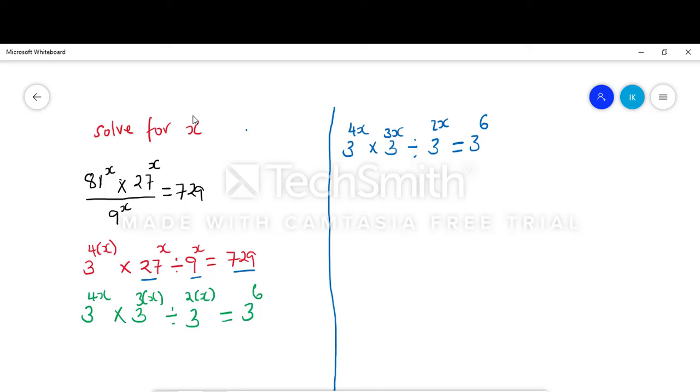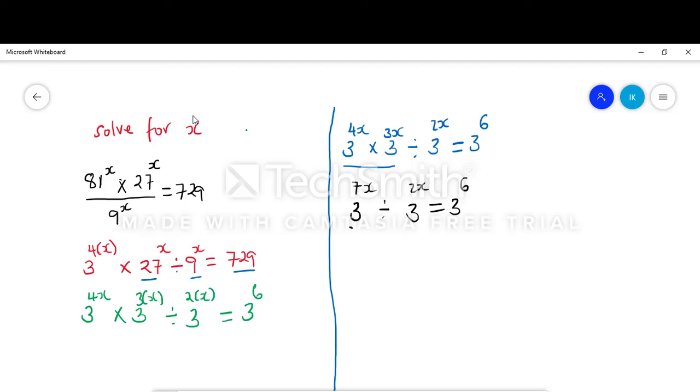And now we are going to apply some of the rules of indices. This one will be the multiplication law, or the multiplication rule, which says that if we are multiplying indices of the same base, we shall add the powers. So here we shall take one of the base 3 and add the powers, and that's equivalent to 3 to the power of 7x divided by 3 to the power of 2x is equal to 3 to the power of 6.